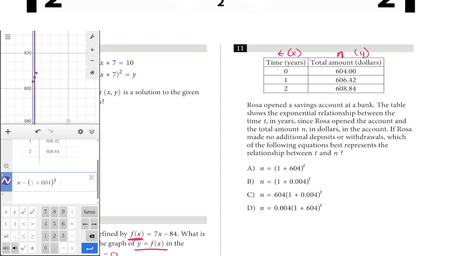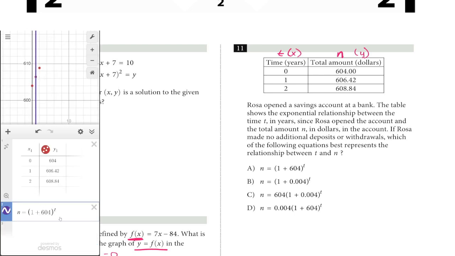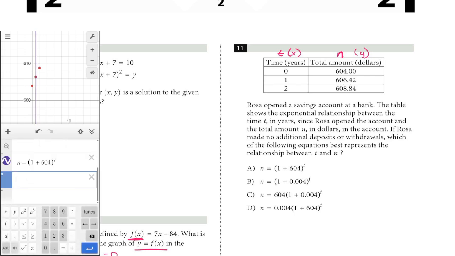Cool. So this is not really close. It's close for 1, but we'll leave it and we'll just see as 1 closer. So again, we're going to do the second equation. So 1 plus 0.004 to the power t.